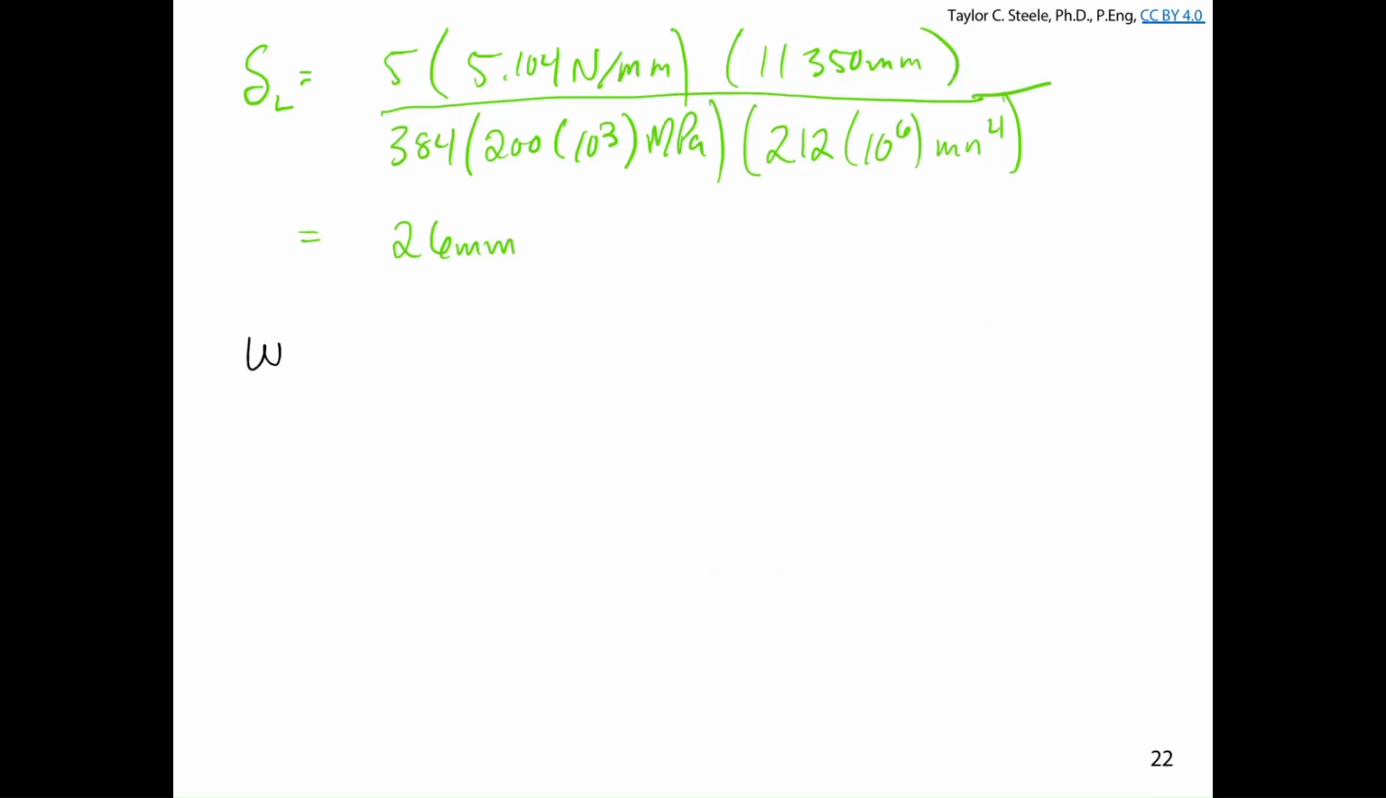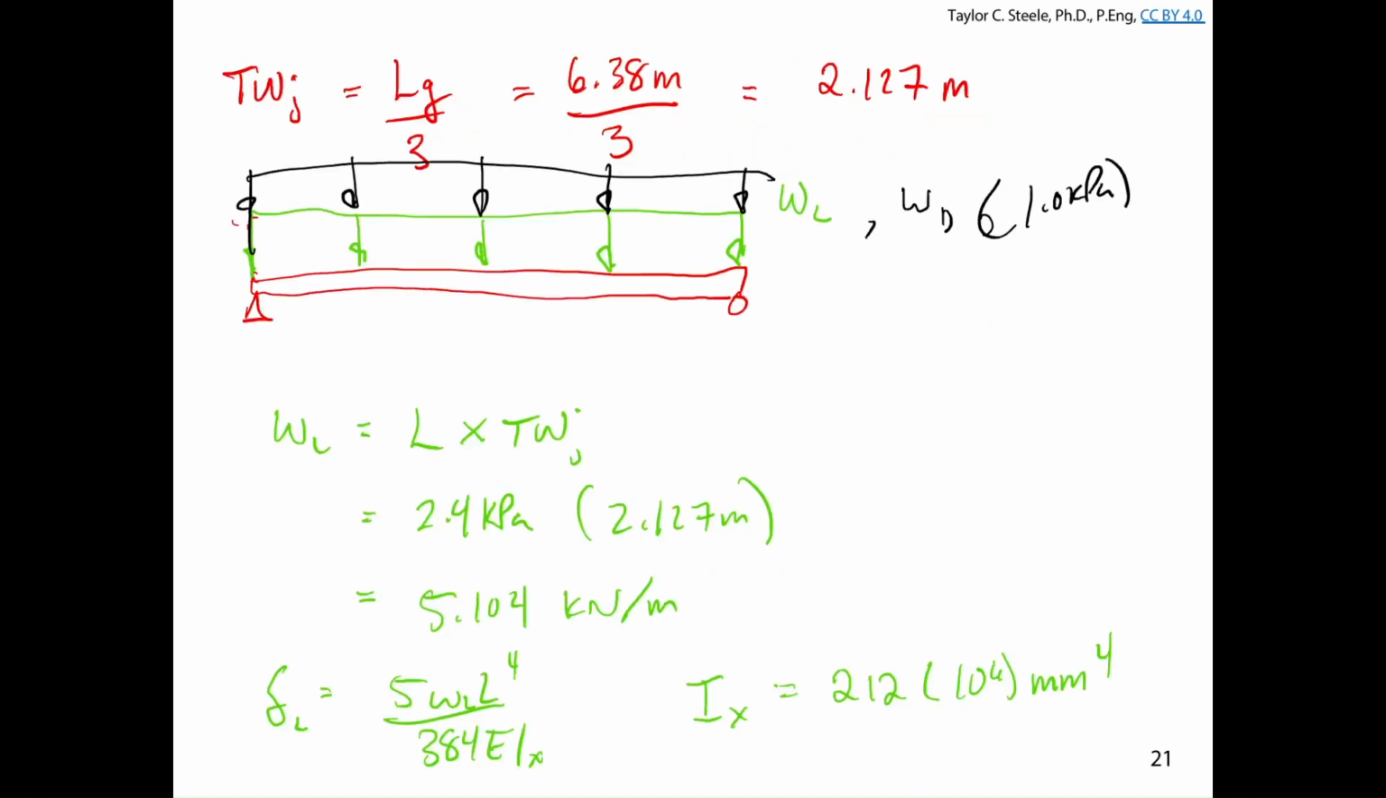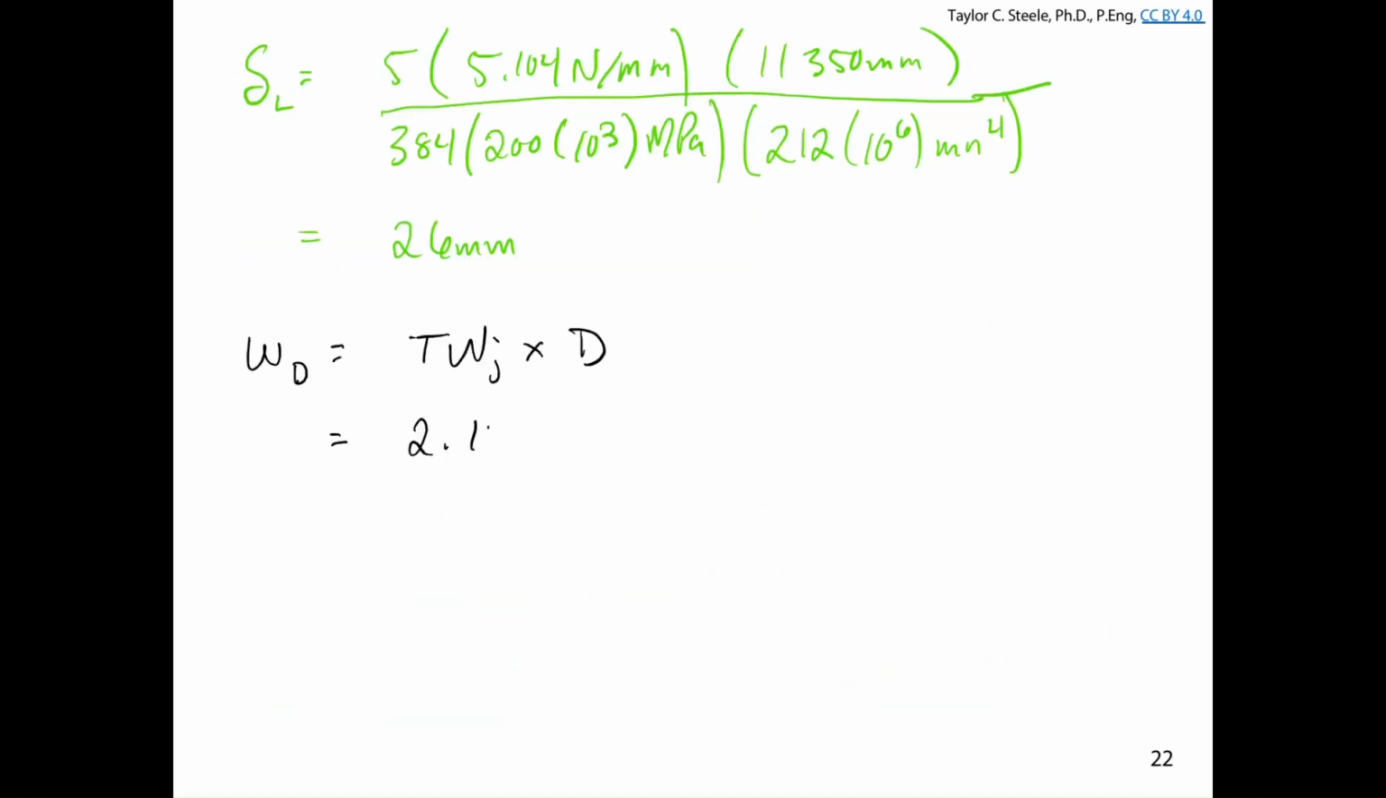And so the distributed load for the dead would be the tributary width for the joist multiplied by the dead load. So we get 2.127 meters times 1.0 kPa. That gives us 2.1, why did I write 3? No idea. 2.127 kilonewtons per meter.